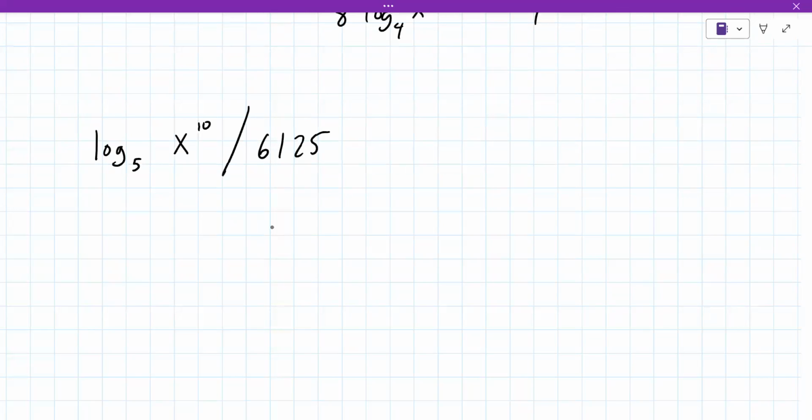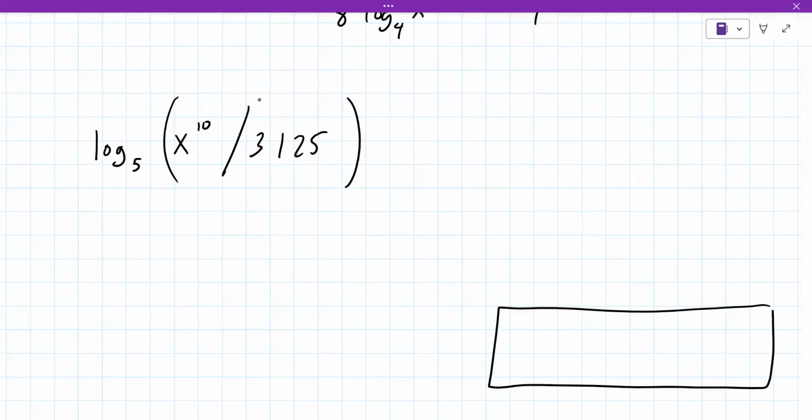Okay. All right. Let's say it's log base 5 of x to the 10th over 6,125. Sorry, that's not right. I gave you the wrong number, 3,125. Okay. Would you try this one on your own, please, and just give me the final answer?